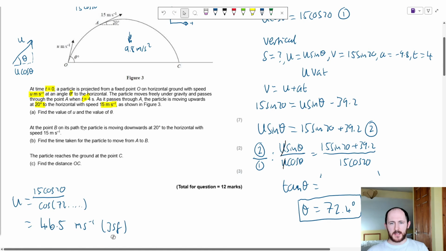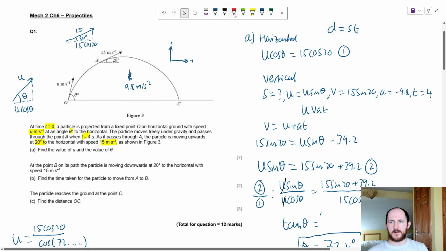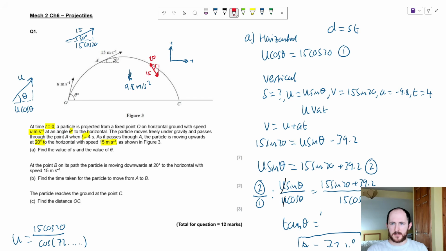So, at the point B on its path, the particle's moving downwards at 20 degrees to the horizontal with speed 15. Find the time taken to go from A to B. So if I mark this point, logically, because it's going downwards, it should be after the maximum, somewhere like this. And it's going downwards at 15, 20 degrees to the horizontal. So in other words, it's going down this way, 15. And that angle there is 20 degrees.